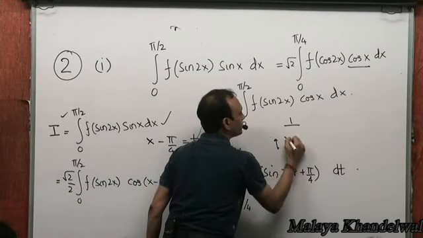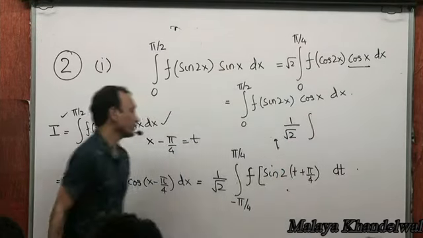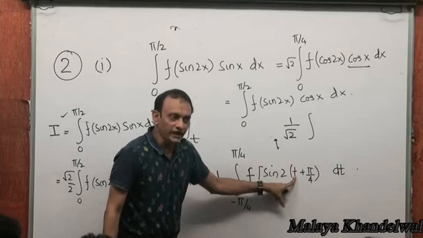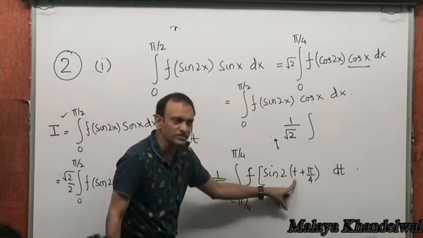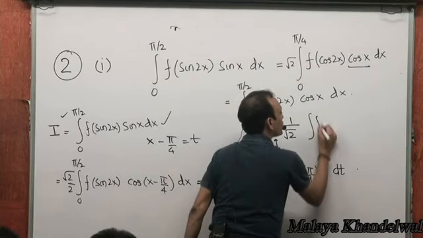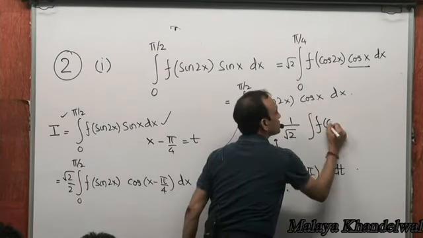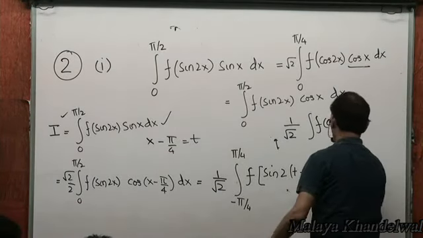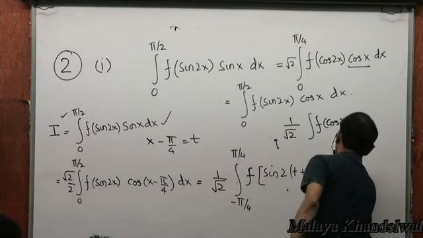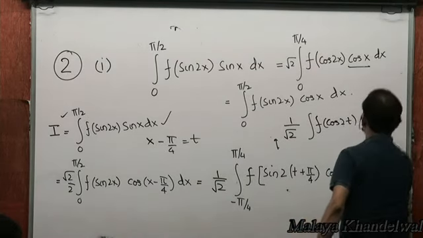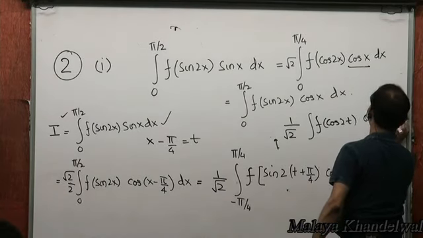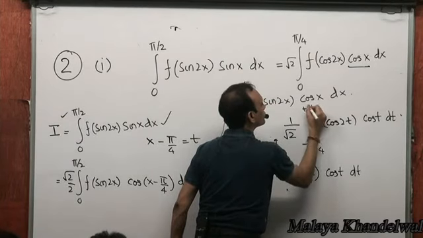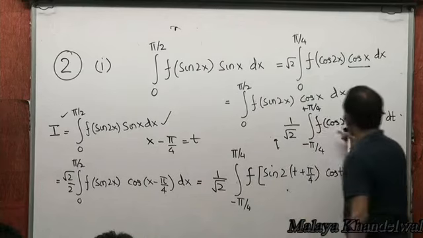This then is like 1 by root 2, sine 90 plus 2t, which is cos 2t. Yes or no? So f of cos 2t, see, all is falling in place. Of course, there is a cos t which I missed. This cos t dt, from minus pi by 4 to plus pi by 4. Hey, minus a to plus a.